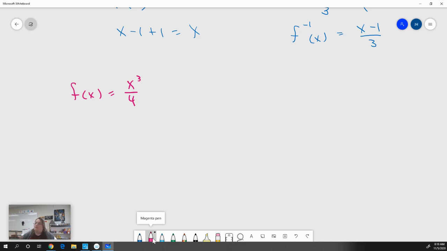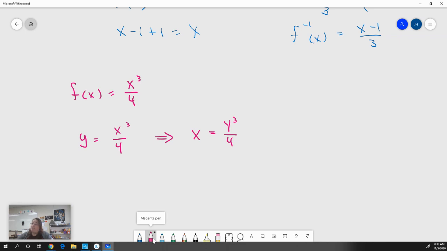It looks complex, right? But we're going to follow the same pattern. First, we're going to switch out the f of x and put y equals x cubed over 4. Then we're going to switch our x's and y's so that I have x equals y cubed over 4. And now I'm just going to try and get the y by itself. And remember, I don't want to know what y cubed is. I want to know what y is.